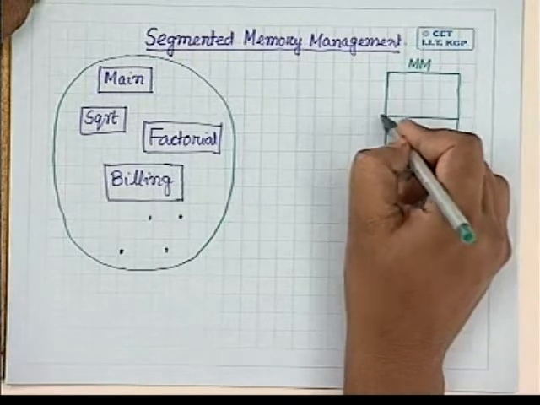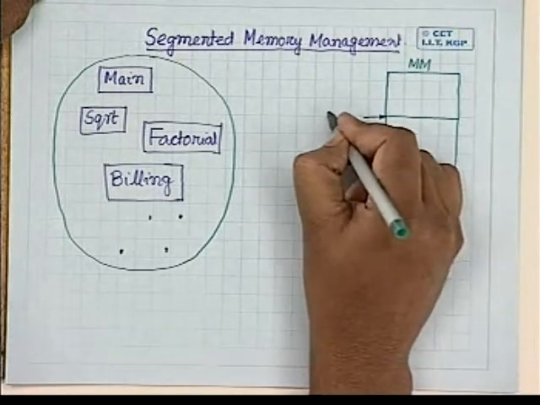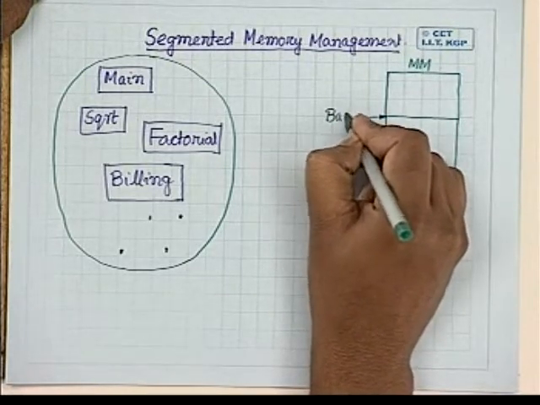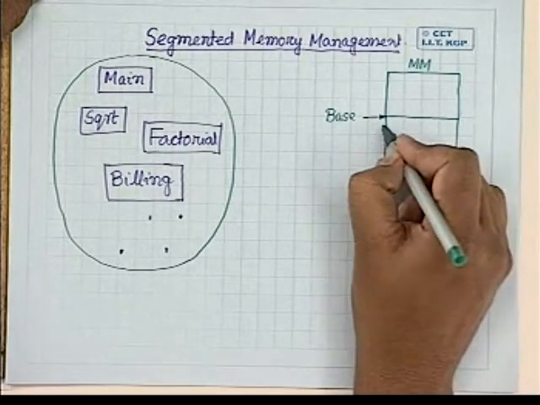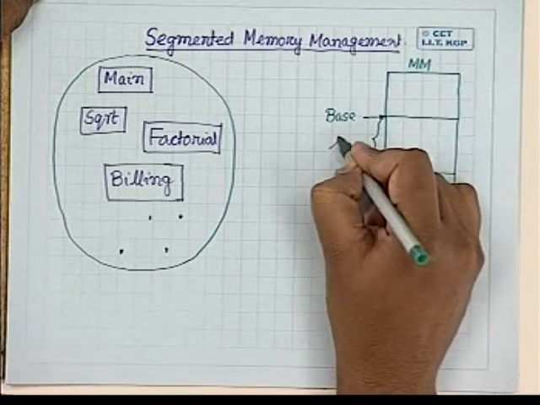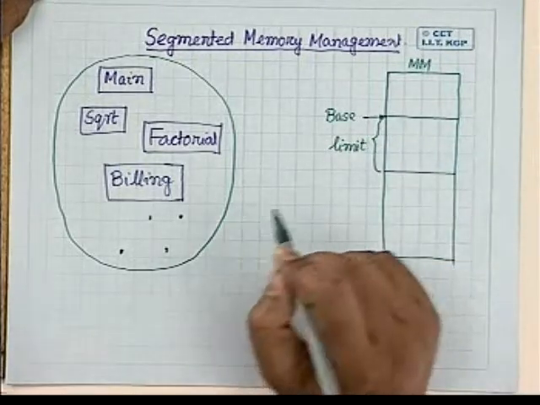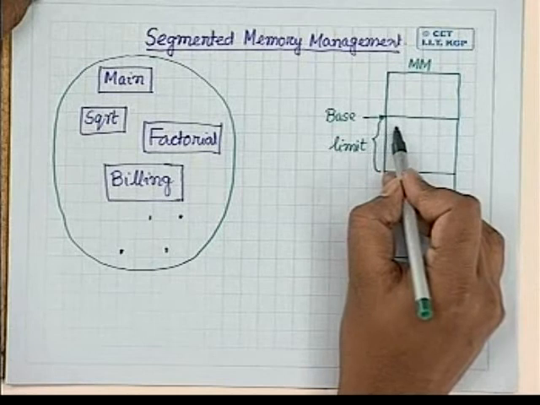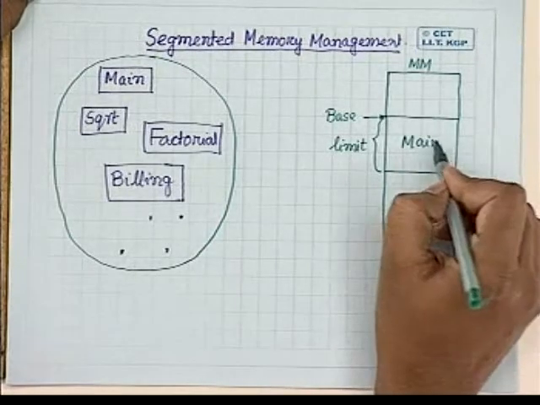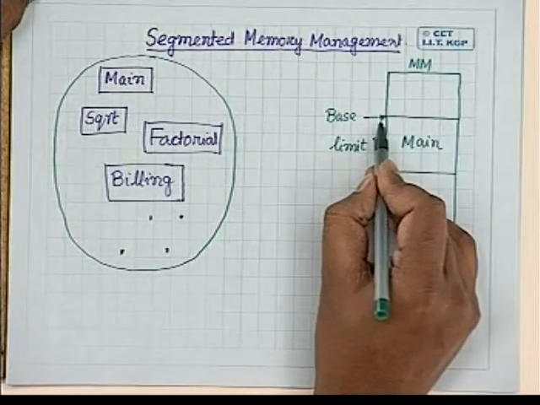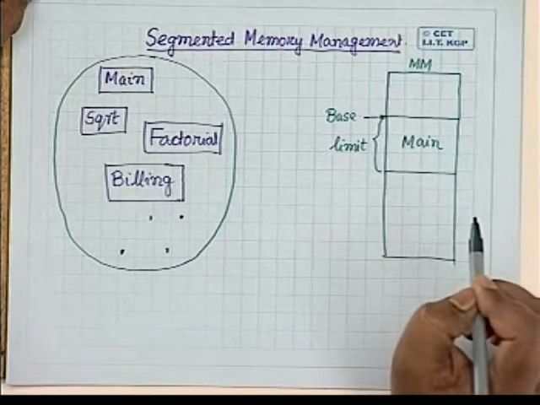Okay. So the starting location of this partition where the main function is loaded, I call it the base address of the segment main. Okay. And the length of the segment is the limit. The concept which we have also used in case of other memory management techniques. Okay. So this is where the function main is loaded. So for function main or segment main, I'll have a base address. Segment main will have a certain length, so there will be a limit of this segment.